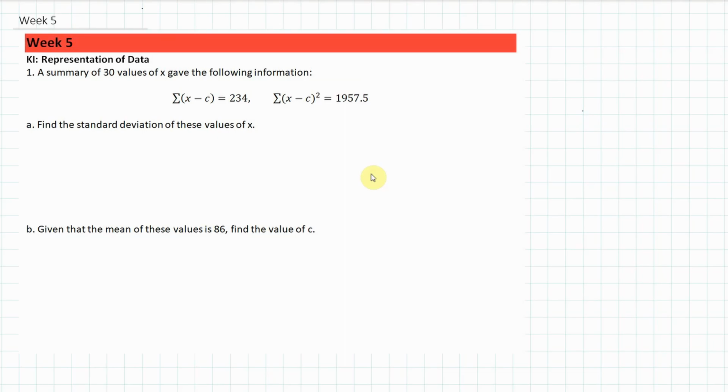We're still going over the representation of data, work that we've done, and the first one is a past exam question on coded data. So we have a summary of 30 values, so this here is our n, and it gives us the following information: the sum of each value of x subtracted by a value c adds up to give us 234, and then each of those values squared and added up gives us 1957.5. So we've got to find the standard deviation of these values of x.